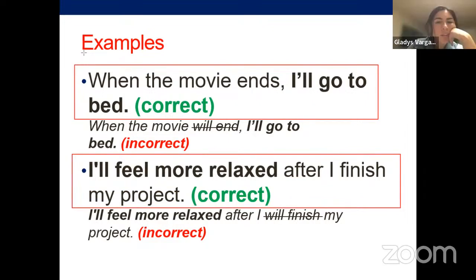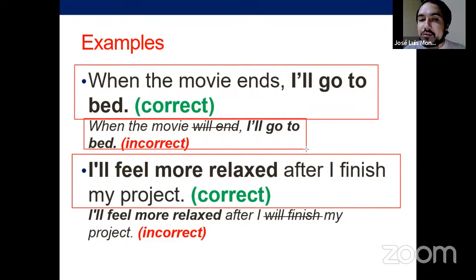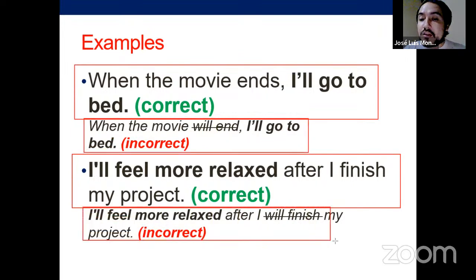When the music ends, I will go to bed. I'll feel more relaxed after I finish my project. Great. Now, just by scanning and analyzing this, that it says incorrect, Gladys, what is something that you cannot do in future clauses?